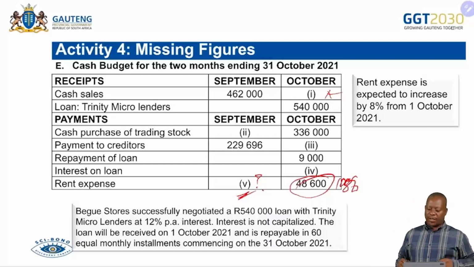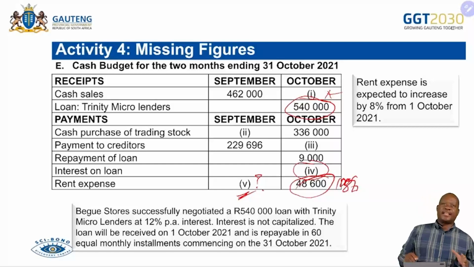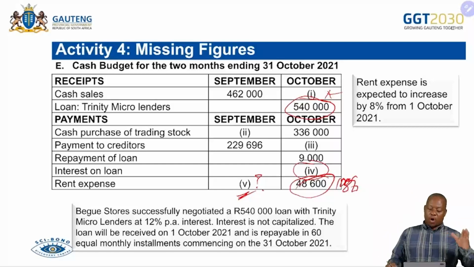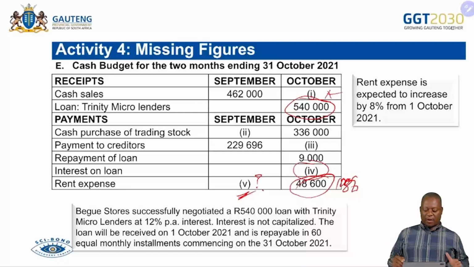Now, I told you there is always a relationship between what? The loan and the interest on loan, which is our 4. There is always a relationship between our loan and our interest on loan. This one, I'm not going to do it for you. I'm going to give you 2 minutes to go through it.